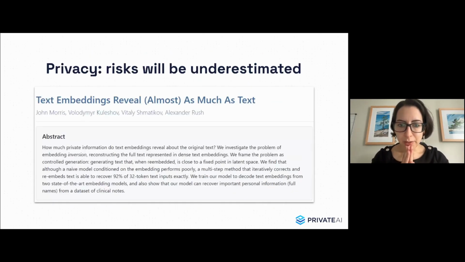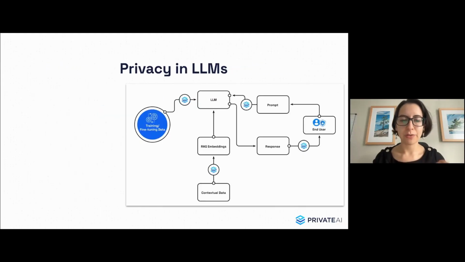In this paper over here, what they cover is how even dense embeddings, meaning embedding vectors that are representing large amounts of text, from them you can still recover 92% of the information. And here they say we train our model to decode text embeddings from 2 state-of-the-art embedding models and show that our model can recover important personal information, full names, from data sets of clinical notes. So once again, just because it is in vector format, it doesn't mean that you can just use any data to create these. You still have to be very cautious about what kind of protected health information you're using and such.